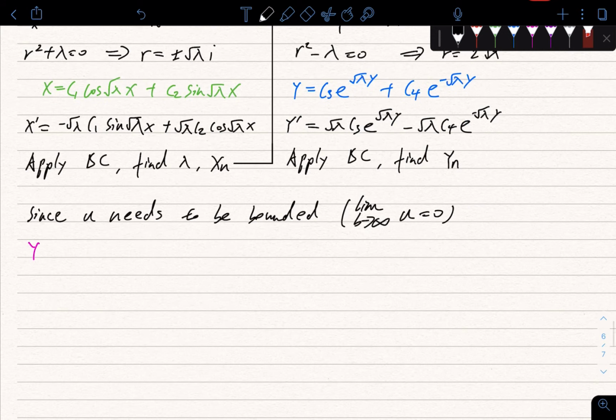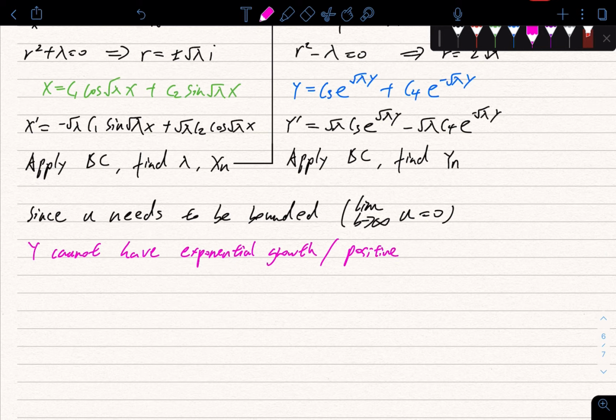So y cannot have exponential growth, or a positive exponential term.